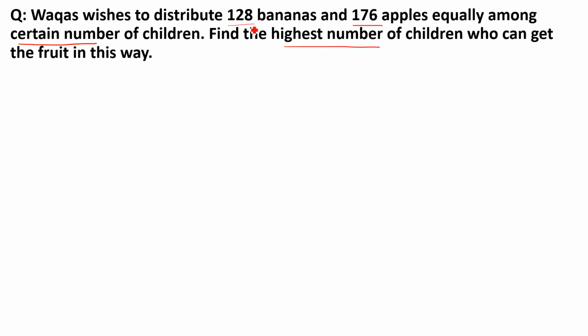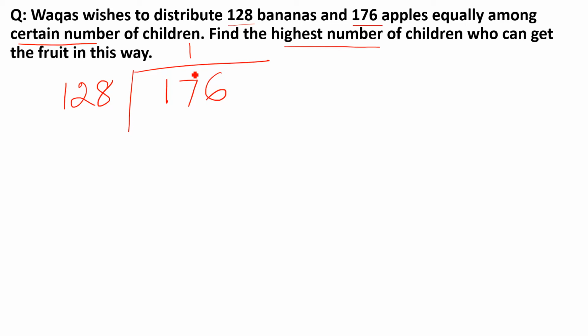So simple. See, 128 and 176. 128 will be the divisor and 176 will be the dividend. I told you that this is called the dividend and this is the divisor. Dividend should be greater than the divisor or equal to the divisor, but it cannot be less than the divisor. So that is why 176 will be in the middle, which is the dividend, and this is the divisor.